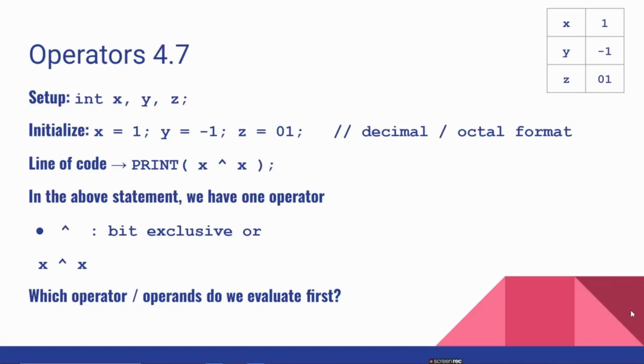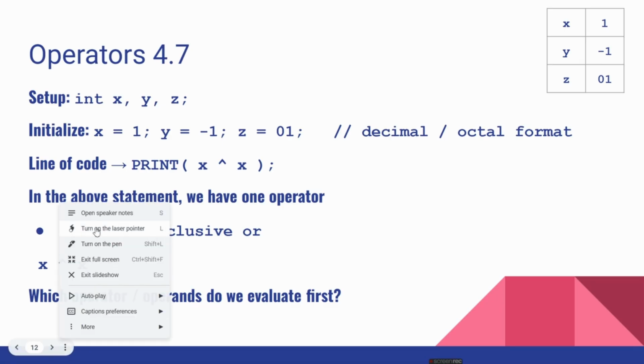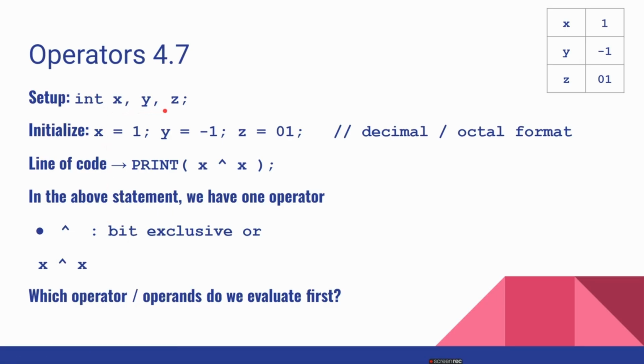Alright, so welcome back, and we're going to jump into the solution and explanation here for operators 4.7. Again, we have three integer variables. We have integer x, y, and z in our setup. All three are initialized to 1, -1, and 1 respectively. Again, they can be initialized either in decimal format or in octal format.